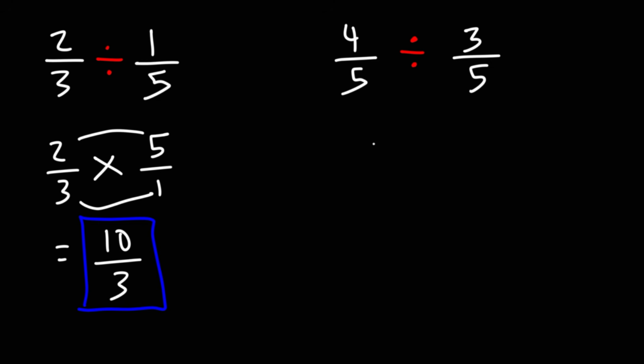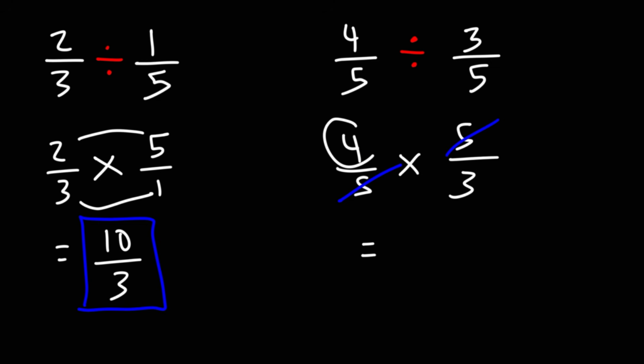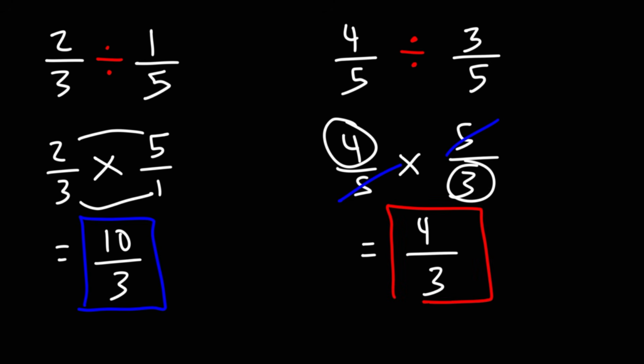Now, for the second example, let's keep the first fraction, let's change division to multiplication, and let's flip the second fraction. Notice that we could cancel a 5. 5 divided by 5 is 1, and so what we have left over is a 4 on top and a 3 on the bottom, so the answer is going to be 4 over 3. So that's how you can quickly divide two fractions together.